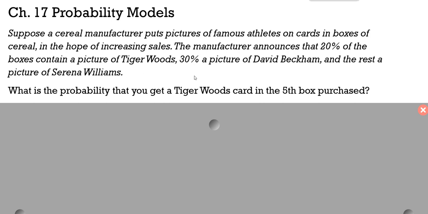In fact, our probability of success, in this case, is 0.2, which is finding a Tiger Woods card. That's what we're looking for. And our probability of failure, which we call Q, is the complement of that. These are Bernoulli trials. You either get it or you don't. And what we would probably recognize is this is a multiplication property problem.